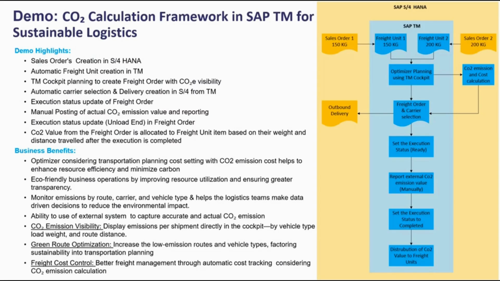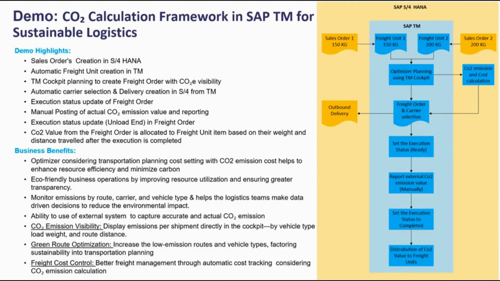We get a better CO2 emission visibility in cockpits and others to see how much CO2 is calculated for that shipment. And we can have green route optimization and also freight cost control, because some of these CO2 emissions can be costlier.